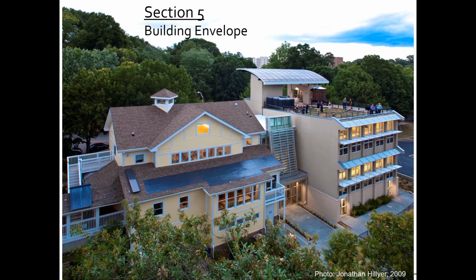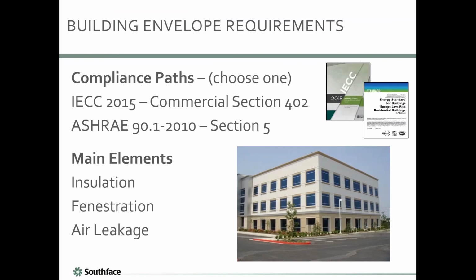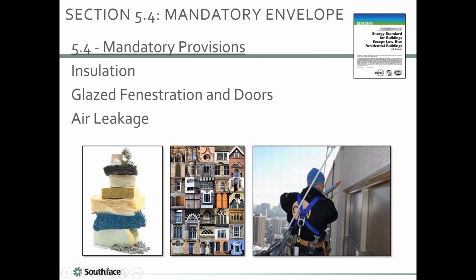So we're going to look at the building thermal envelope, and basically, choose your path. Which one of these do you want to do? ASHRAE is straight across the board. There's no amendments to it. There's a couple of amendments to the 2015. But pick your path, and then you're going to mainly deal in the envelope section with insulation, fenestration, and air leakage. Those are the big three. So I think that's more or less the same thing I just said, and now we're going to dive in.